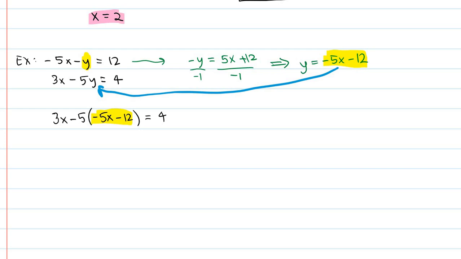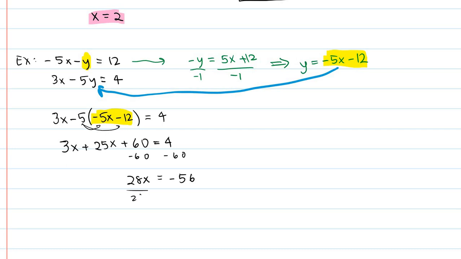So here I need to distribute and combine like terms, and I'm going to make sure that I'm careful with my signs, because in the middle here, when I'm multiplying by negative 5, I have to make sure that sign gets distributed. So we'll have 3x plus 25x plus 60 equals 4. I'm going to combine like terms and subtract the 60. If I subtract 60 from both sides, I'll get negative 56. And when I combine like terms, I get positive 28x.